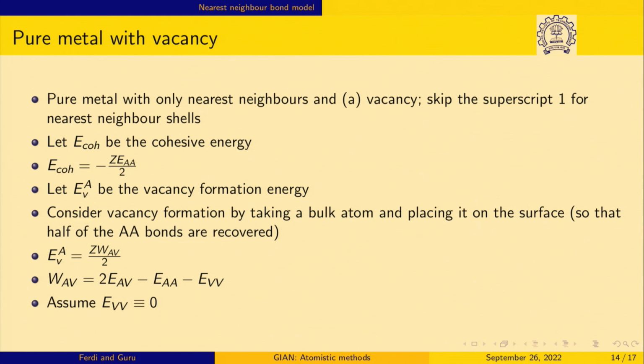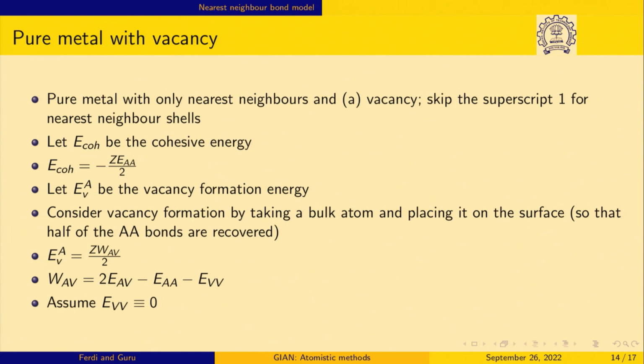Now consider the cohesive energy of a pure material. It is the energy required for you to break all the bonds, and if that material has z nearest neighbors, then z by 2 times EAA is the cohesive energy. So, if you know the cohesive energy for nickel or aluminum, you can evaluate EAA for nickel, or EBB. To evaluate EAA and EBB, all you need is the cohesive energy.